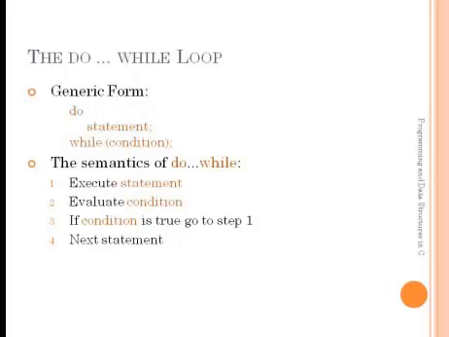The next loop statement is the do while loop statement. The generic form of the do while statement is: do, statements, while, condition, semicolon. Whenever control reaches here, first it evaluates the statements. After that, it will check the condition. If this condition is true, the control will pass to the do statement. Otherwise, if this condition is false, it will continue with the next statements after the loop.